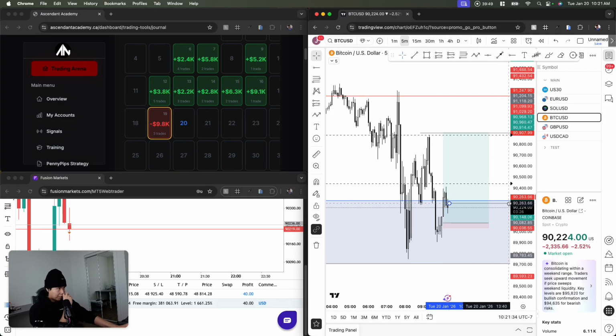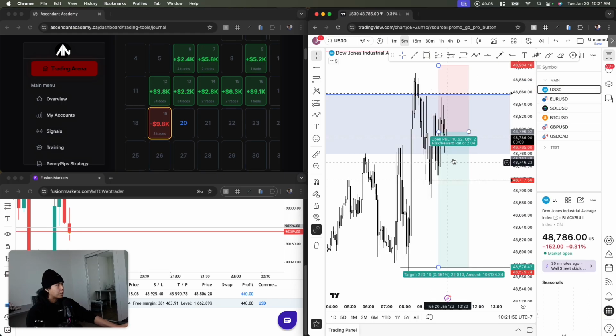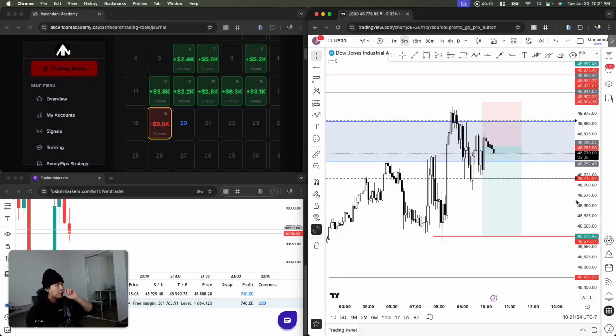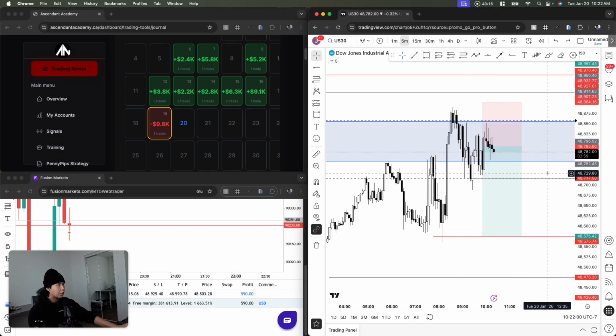So if we start to show signs of clear rejections back up again, I might even re-enter the Bitcoin trade. So we will see. I'll move my alert to be right there, move another one to be right there, and we will see what happens on Bitcoin. But for the time being, we're just waiting to see what happens with the US 30 trade. And hopefully it finally breaks out of this little structure right here and continues falling.